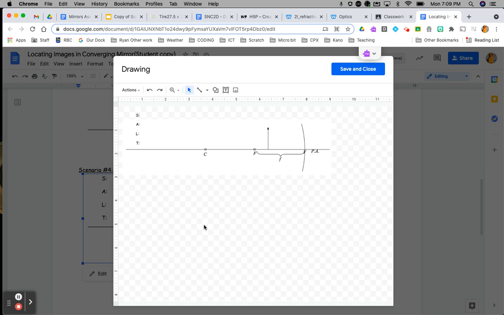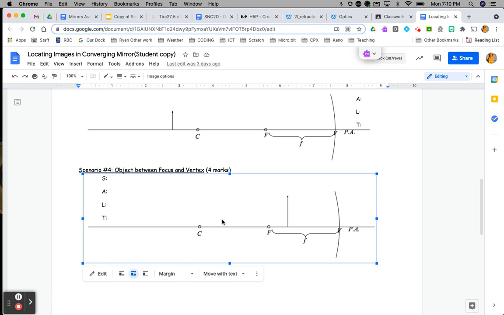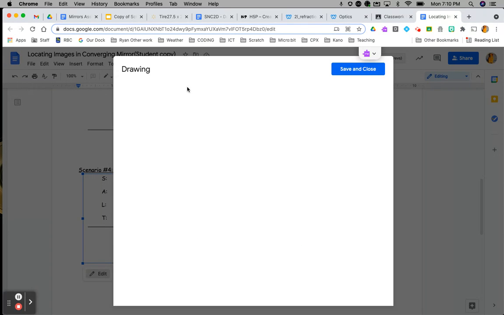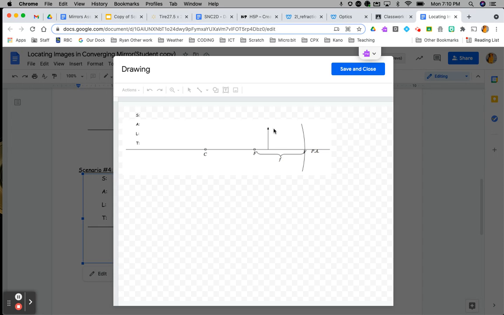Hey everyone, I've got a couple questions about how to do question number 4 on locating images in converging mirrors. So I'm just looking at this question right here. When you go into this question, I'm not going to do the question itself, but I'm going to do a similar one. So I'm just going to quickly move this object so that I'm not doing the exact same one, just out of fairness for everybody.